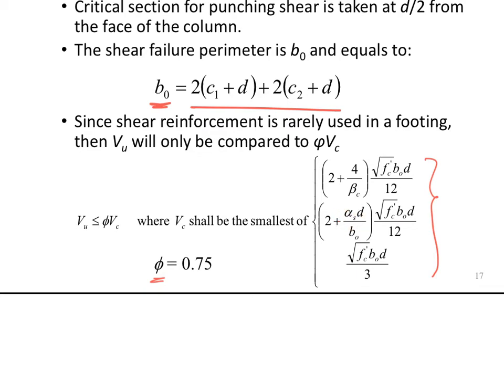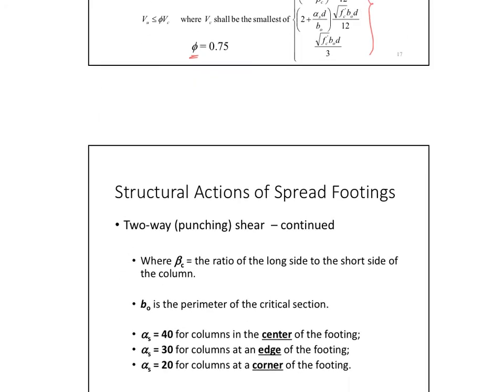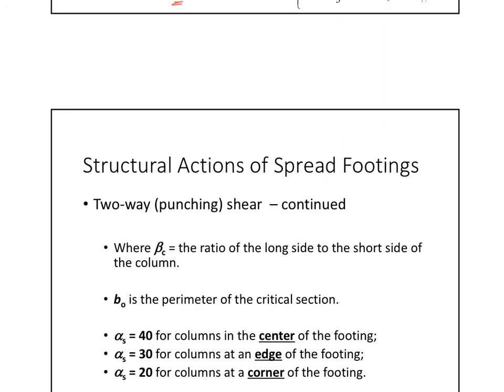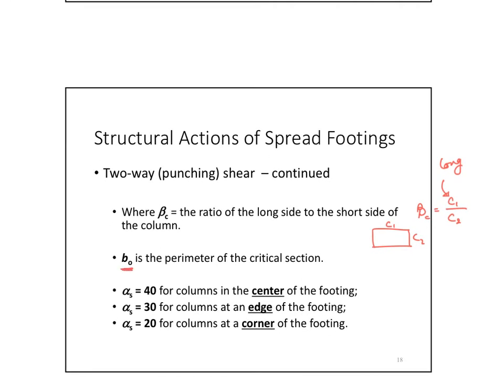Now let's go down here to check what they are. Beta c is simply the ratio of the long side of the column to the short side of the column. Right? So the column is C1 by C2, simply beta c equals C1 divided by C2, where this one is the long one. Okay? And then after that I have alpha. Now we know what b node is, the perimeter of the critical section. We know how to calculate it.